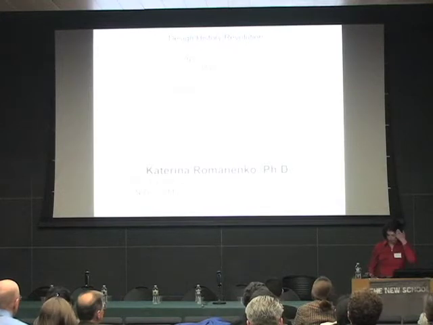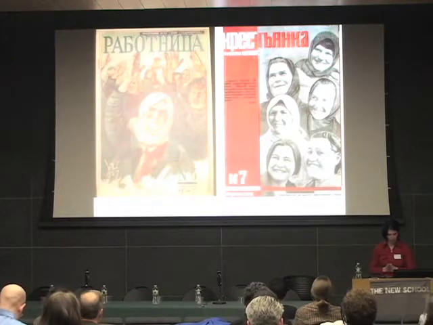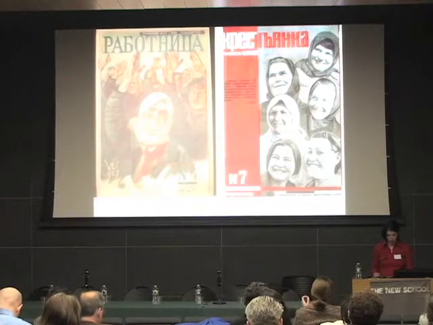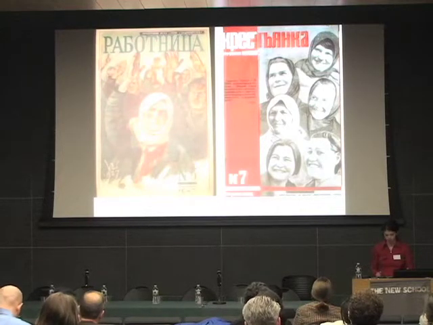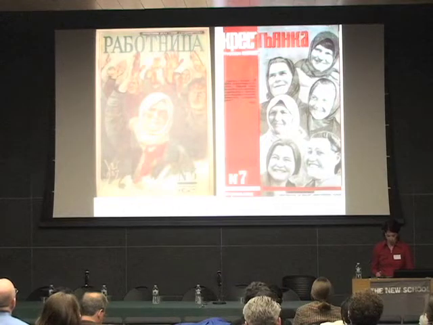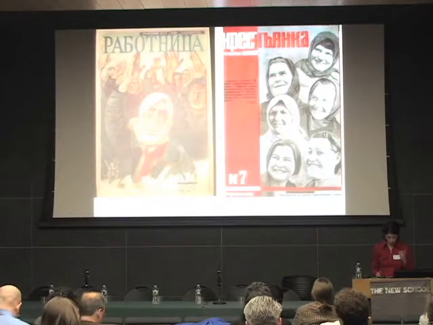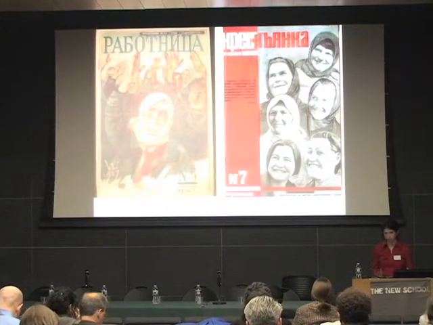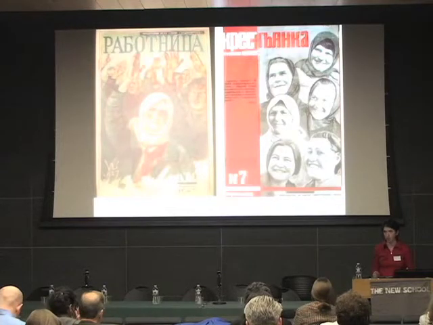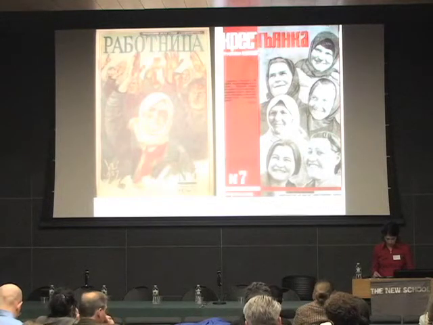So in this talk, I highlight some of the ways the two major illustrated Soviet magazines for women participated in the construction of Soviet celebratory discourse. These are Robotnitsa, which means female worker, and Krestyanka, which means female peasant. Specifically, and in accordance with the theme of the conference, I focus on their visualization of the 1917 October revolution celebrations. This presentation is part of the larger study, part of my dissertation, which I'm also expanding, in which I analyze visual content and cultural role of the periodical press in the period between the wars.